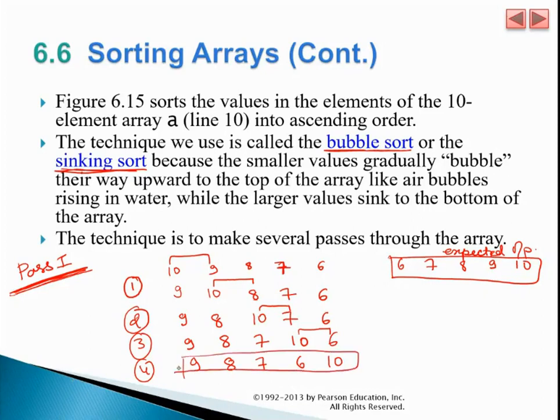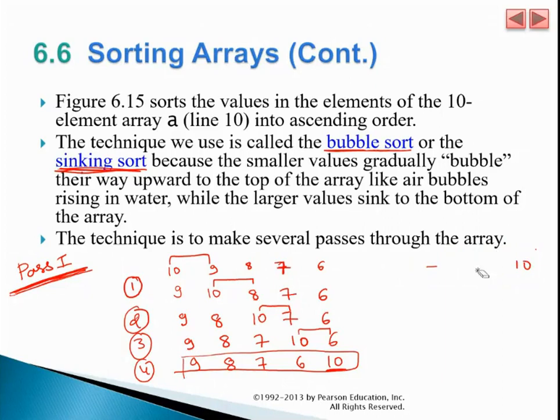We have placed the highest element at the end of the array. Therefore it is also called sinking sort. You can visualize it as sinking the bigger elements towards the bottom of the array, or bubbling up the smaller elements towards the top of the array. Therefore this algorithm is known as bubble sort. So this is pass 1.